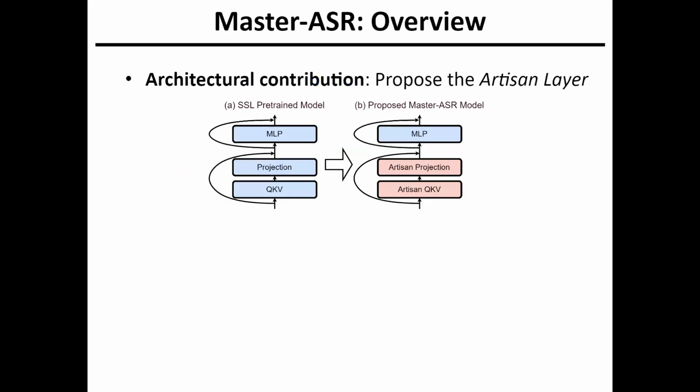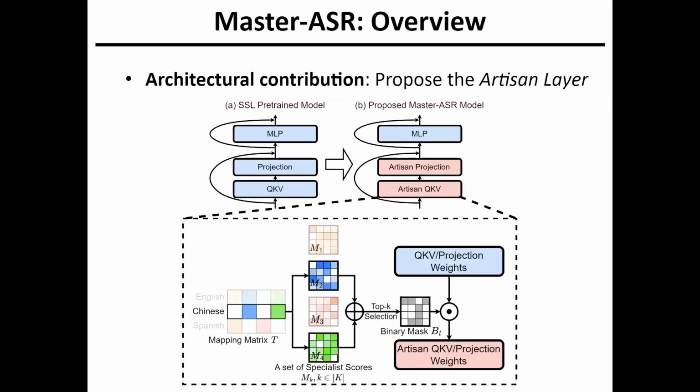Our Master-ASR integrates an architectural contribution: we propose the Artisan layer, which replaces the original projection and the QKV layer in the transformer block with Artisan projection and QKV. The design of the Artisan layer enforces adaptive sharing of submodules across different languages.